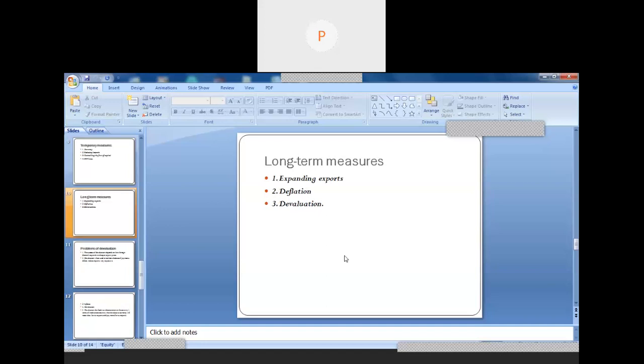Ultimately, the government needs to support those industrial setups which are doing the export, right? So deflation. Now deflation can also be a long-run measure. So deflation, actually, is achieved through a tight monetary policy.